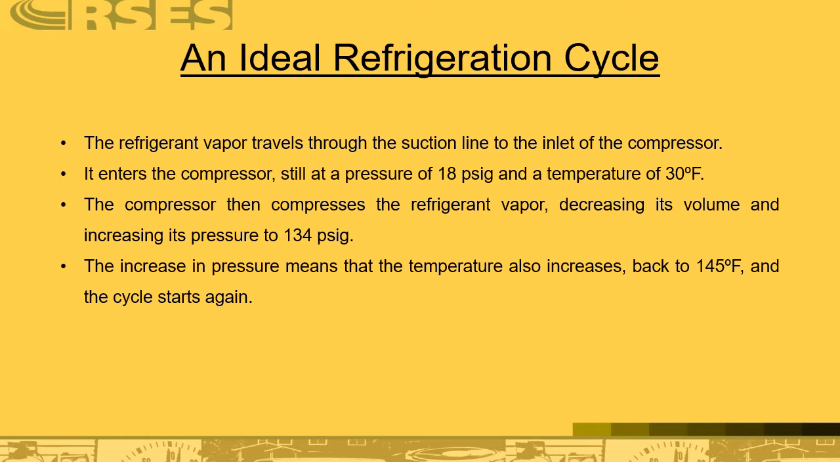Refrigerant vapor travels through the suction line to the inlet of the compressor. Once again, the compressor is only designed to pump vapor, not liquid. It enters the compressor at still a pressure of 18 psig and a temperature of 30 degrees Fahrenheit. The compressor will then compress the refrigerant vapor, decreasing its volume and increasing its pressure to 134 psig on the discharge side. This increase in pressure means that the temperature also increases back to 145 degrees Fahrenheit and the cycle starts all over again.